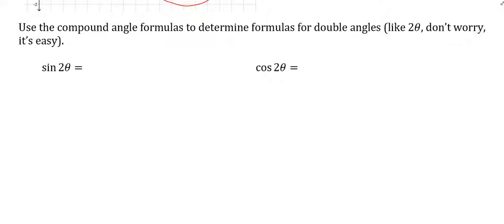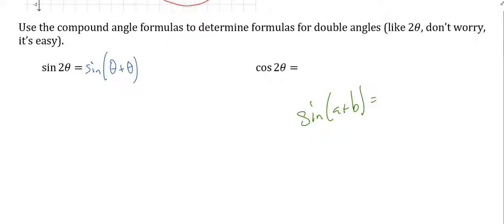Okay, so some people are a little bit confused. I know it's tricky to come up with something from nothing. What am I trying to do? I'm trying to use sine of A plus B equals that formula, but to come up with sine 2 theta. So what can I make my A and my B to give me 2 theta? Theta plus theta. Are A and B allowed to be the same thing? Sure. You can make them whatever you want. So if I say sine 2 theta equals sine of theta plus theta, isn't that sine 2 theta?